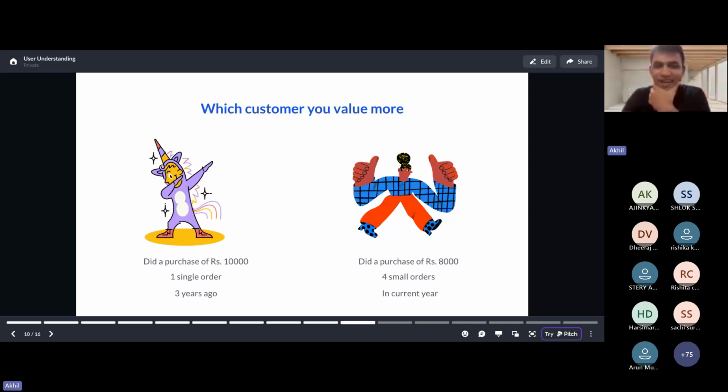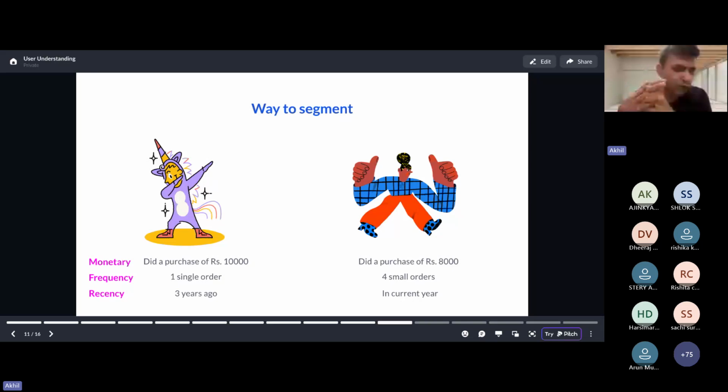Ronak is saying 8K now. Okay, interesting. 8K helps to maintain cash flow. Yeah, of course, valuable. So, folks, with this information, I'm trying to introduce one framework which is called recency frequency monetary.